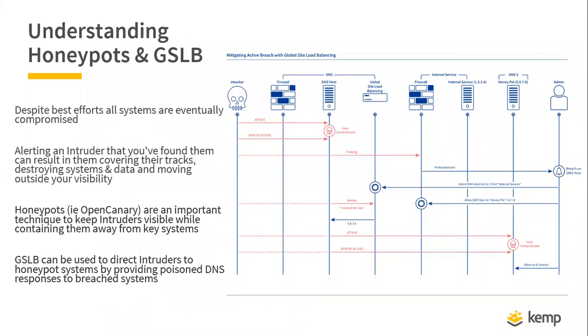Next one, we also can help you based on the honeypots and also the GSLB. This one will be the best effort for all the systems, eventually for the compromise over here. So when the attacker tries to attack your server farm, this attacker IP is detected by the GSLB, so it will send the attacker to our honeypot server over there. The honeypot will be another dummy IP, another dummy server.